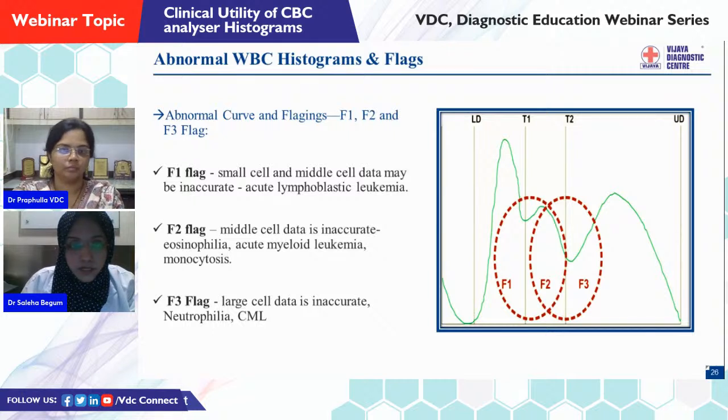We get the F1 flag. F2 flag: the mid cell data is inaccurate, meaning eosinophilia could be there. There could be monocytosis. There could be acute myeloid leukemia possible. In an F3 flag, the large cell data is inaccurate, such as in cases of neutrophilia, shift to left, chronic myeloid leukemia. We get F3 flagging, meaning the machine is able to count, but you cannot say accurately which population it exactly is.